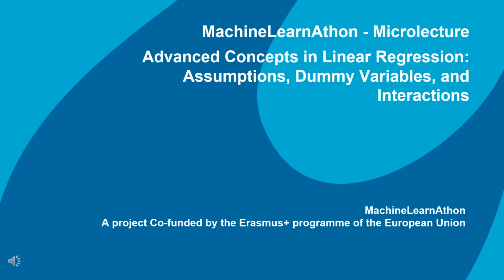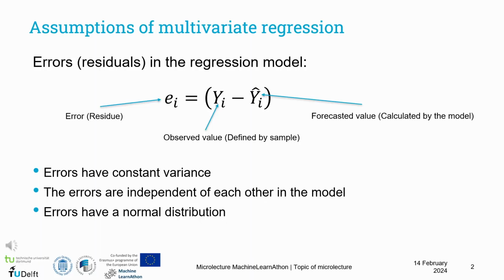Welcome to the second part of our linear regression microlectures: advanced concepts in linear regression, assumptions, dummy variables, and interaction. In this microlecture, we will build on what we covered in the previous presentation and focus on key aspects of model validity, how to work with categorical variables using dummy coding, and how to incorporate interaction terms to capture more complex relationships in data.